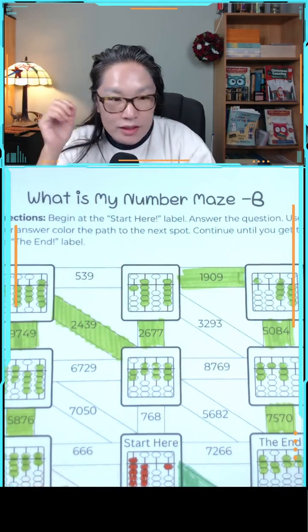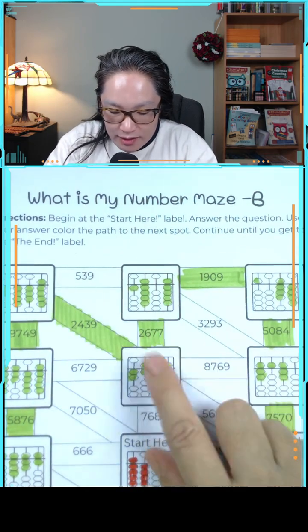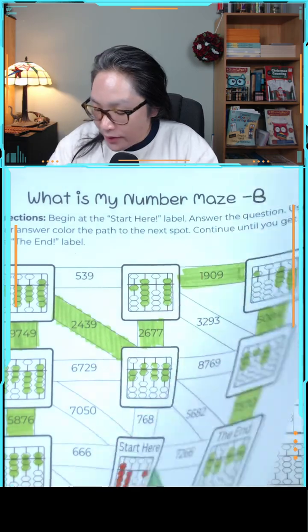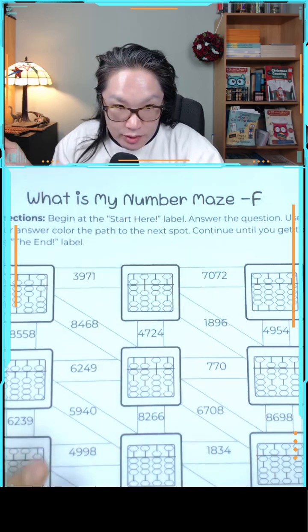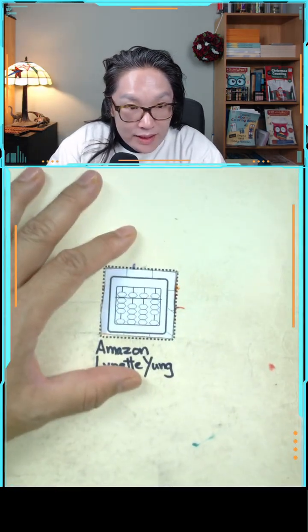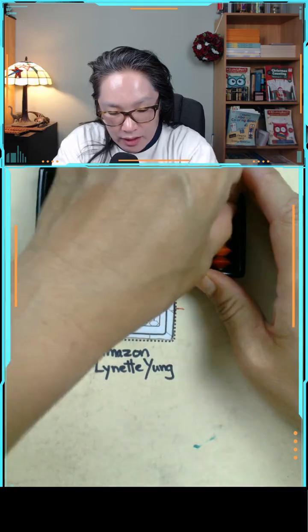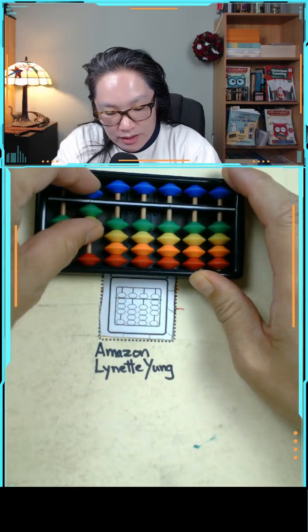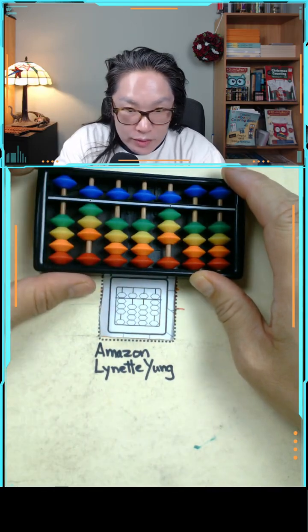So we're going to continue on, and this is again the maze. You're trying to figure out what the number is on the abacus, and then you find the path. Here is when it's not actually answered, just a bunch of blank pages. So here's my question. What number do we think this is? I'm going to reiterate it on my abacus. I have my thousands, my hundreds, my tens, and my ones. What number do we think that is?